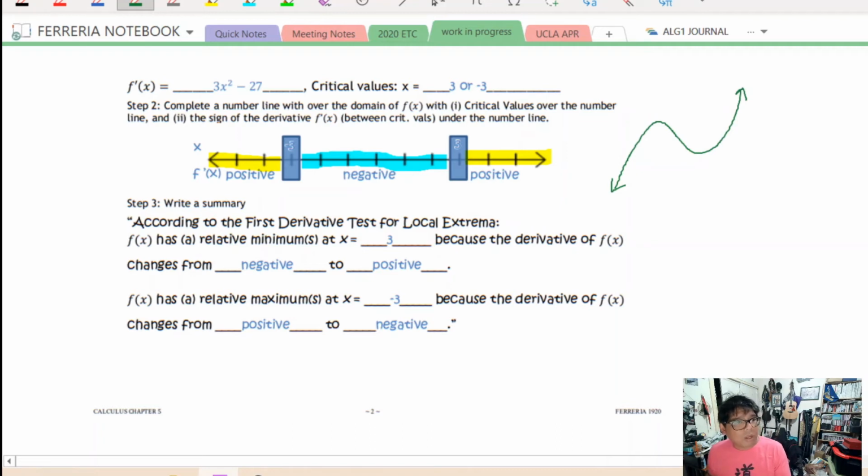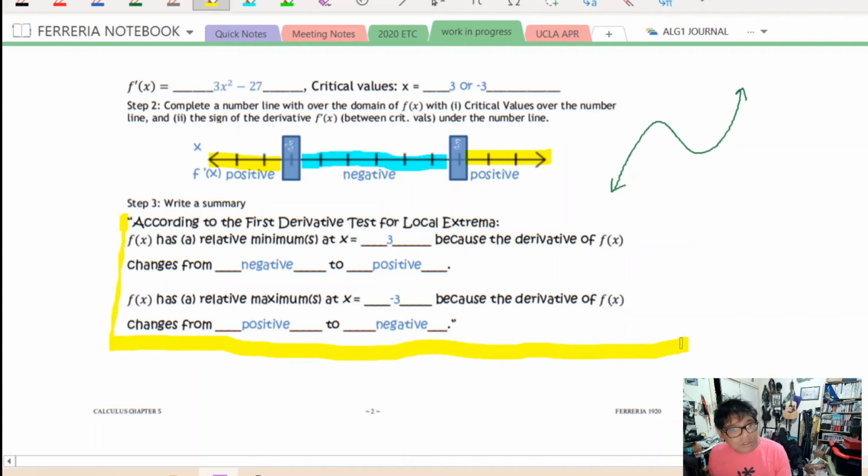Write a summary. According to the first derivative test for local extrema, f has a relative minimum at x equals 3 because the derivative of f changes from negative to positive, and f has a relative maximum at x equals negative 3 because the derivative of f changes from positive to negative. I'm going to say this again. You have to have a good way to summarize this, so you might as well not reinvent the wheel and just use the sentence starter that we have here.